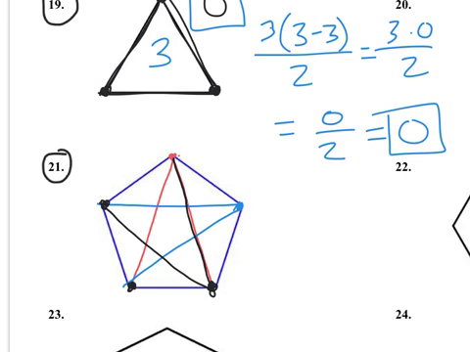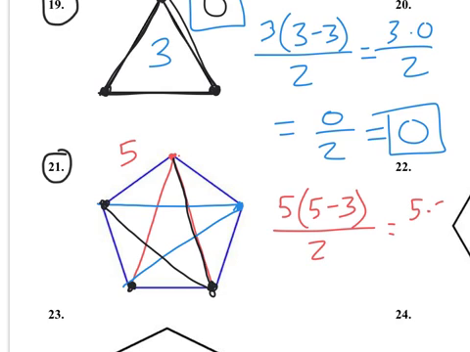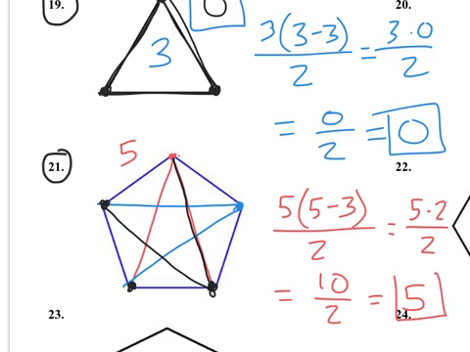So we would say that this shape has 1, 2, 3, 4, 5 diagonals. Let's check it. So this shape has 5 sides, so n equals 5. 5 times 5 minus 3 divided by 2. 5 minus 3 is 2, so the top is 5 times 2 divided by 2. 5 times 2 is 10, and 10 divided by 2 is 5. So this checks out. 5 diagonals is what we get from the formula. 5 is what we showed in the shape.